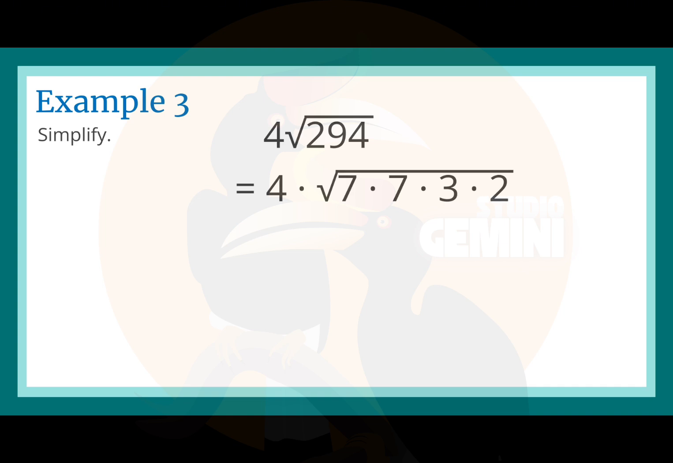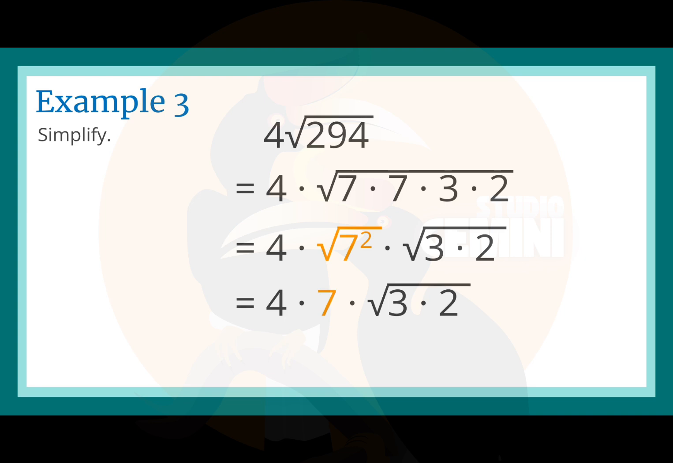Now let's look for our perfect square factors. 7 times 7 can be rewritten as 7 squared. Let's break up the radical to rewrite our entire expression as 4 times the square root of 7 squared times the square root of 3 times 2. Now we can simplify the square root of 7 squared to just 7. We can multiply our coefficients 4 and 7 to give us 28. Since the square root of 3 times 2 won't simplify anymore, we can multiply 3 and 2 back together. So our final answer is 28 root 6.